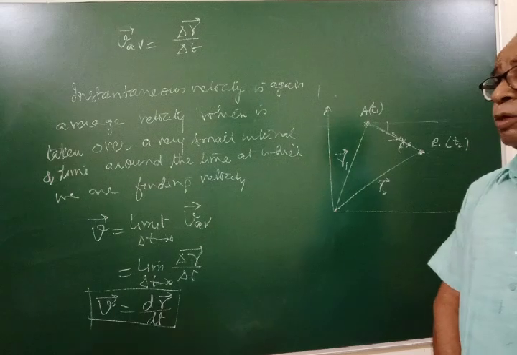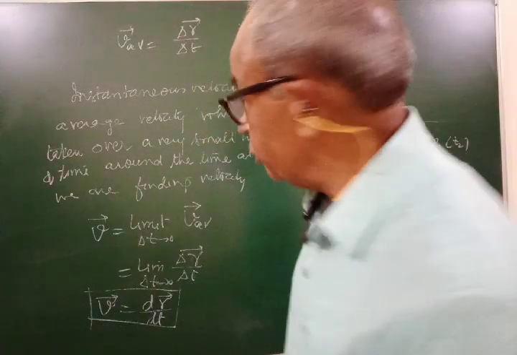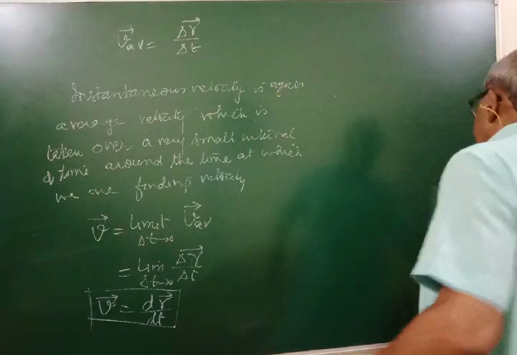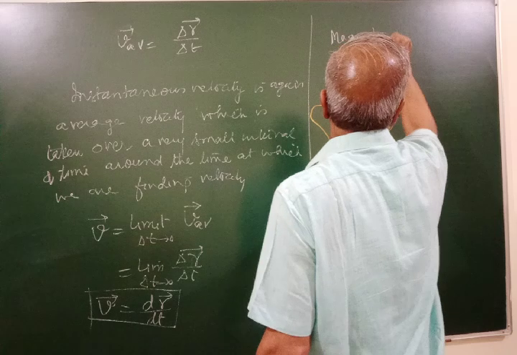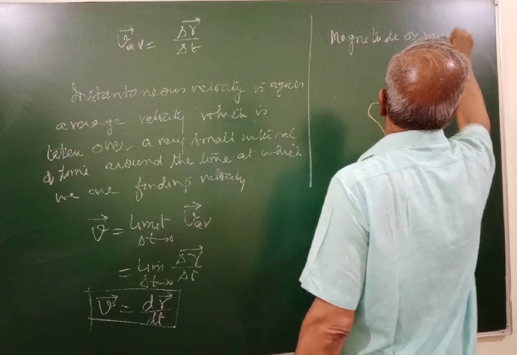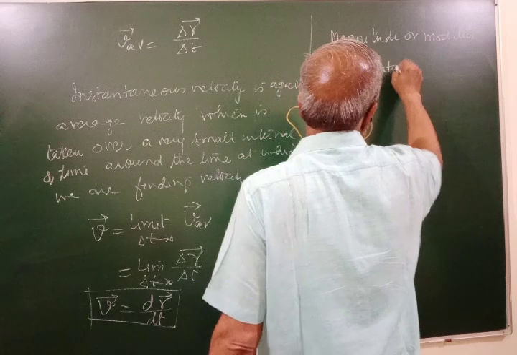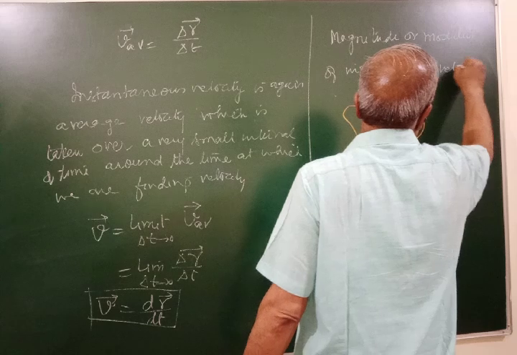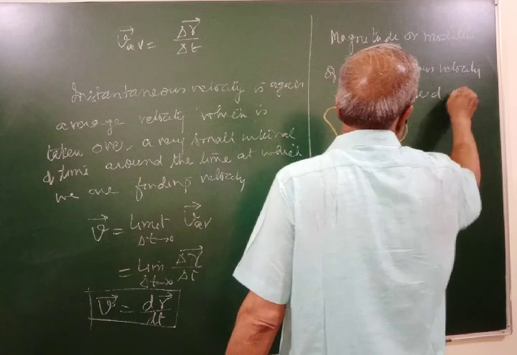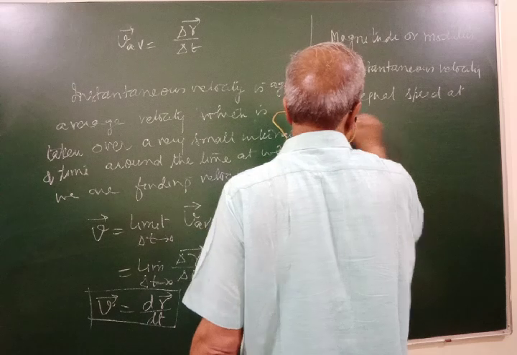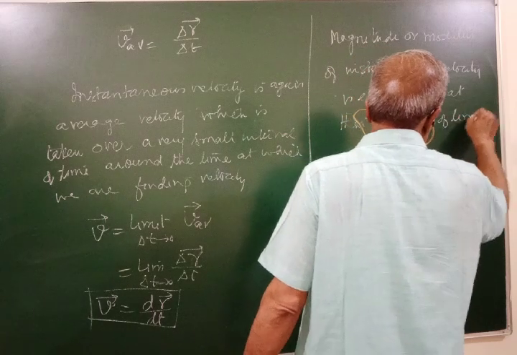So velocity is not speed in a particular direction. It is important to note here that the magnitude, or we can say modulus, of instantaneous velocity is equal to speed at that instant. This is very important to understand.